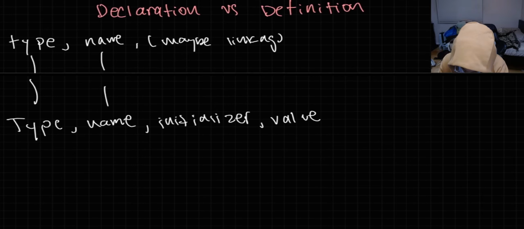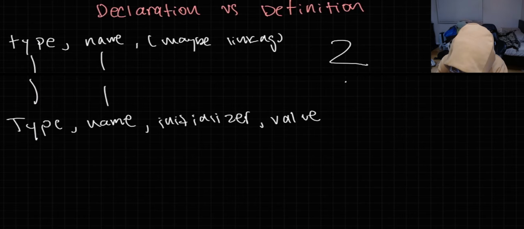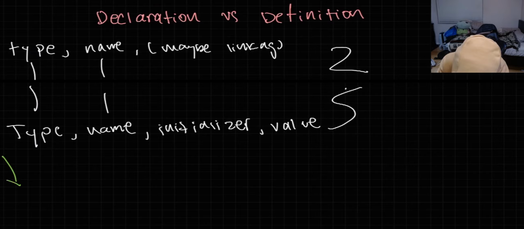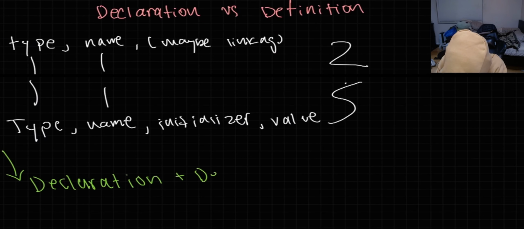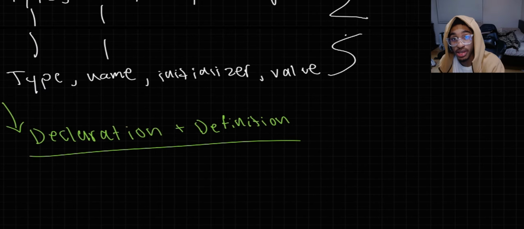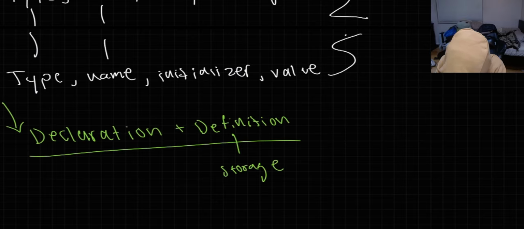So, as you guys can see, a definition is just a declaration with storage and with an initializer. Declaration and definition can be one. A definition is a declaration. It's a declaration with storage and an initializer.